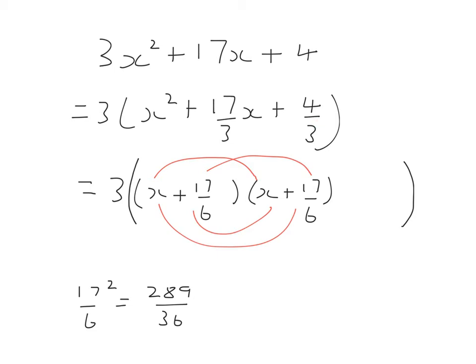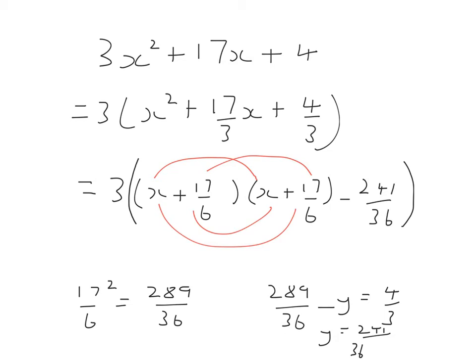We've got 4 thirds, so we've got to put something in here, 289 over 36. What do we have to take away from 289 over 36 to make 4 thirds? So if we solve that equation, then we get y is 289 over 36 minus 4/3, which is 241 over 36. So there's a minus 241 over 36 that goes in there.